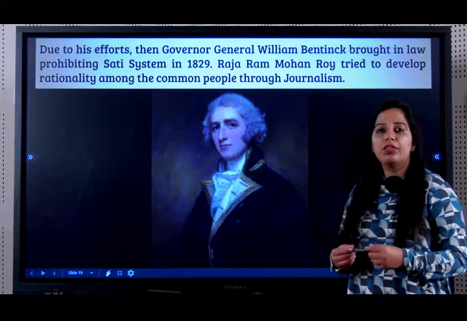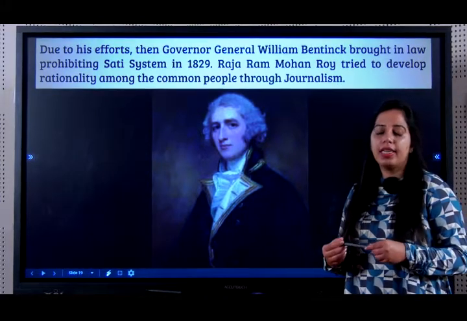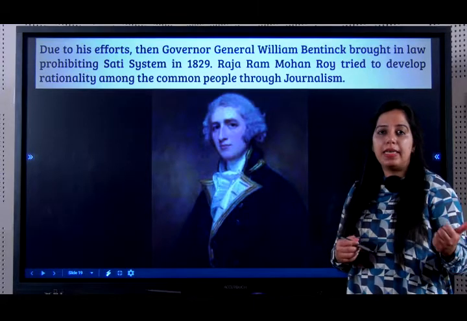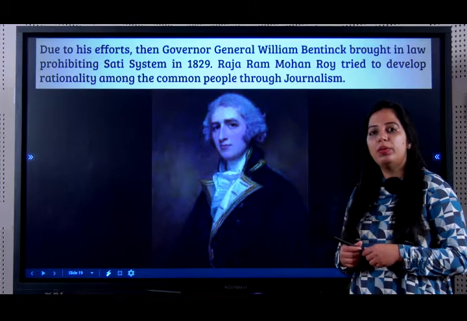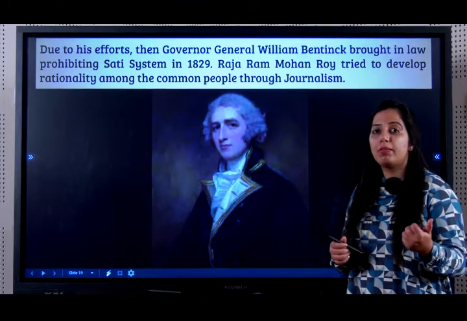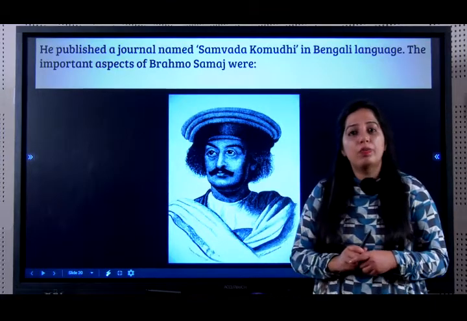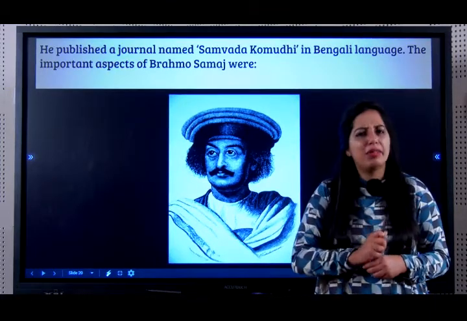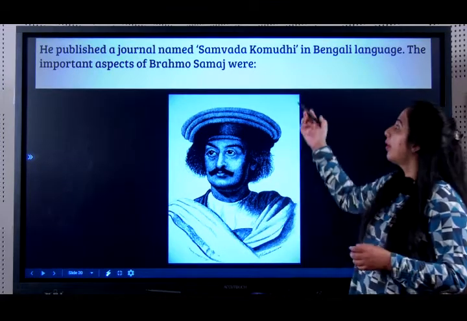Very important question from the exam point of view. Who was the Governor General who prohibited sati and in which year? William Bentinck in the year 1829. And who was the social reformer who worked very hard for it? Raja Ram Mohan Roy from the Brahmo Samaj. Raja Ram Mohan Roy also published a journal. Again a very important question. Name the newspapers or journals written by Raja Ram Mohan Roy.